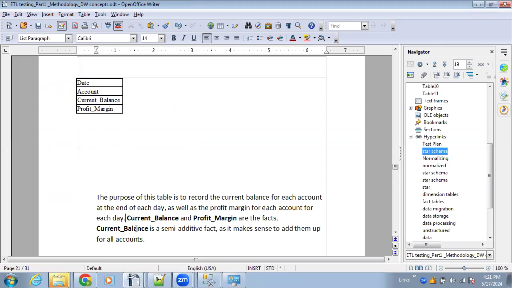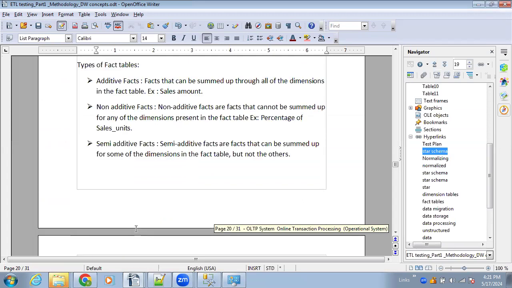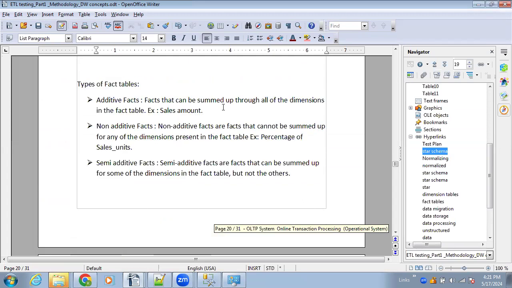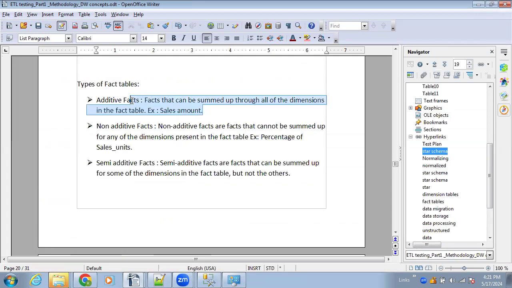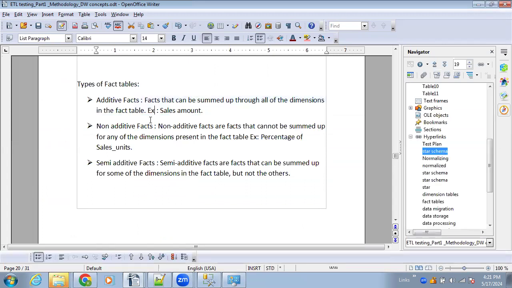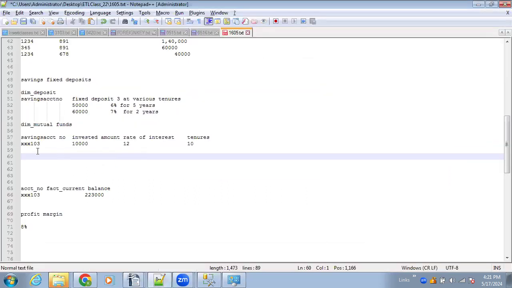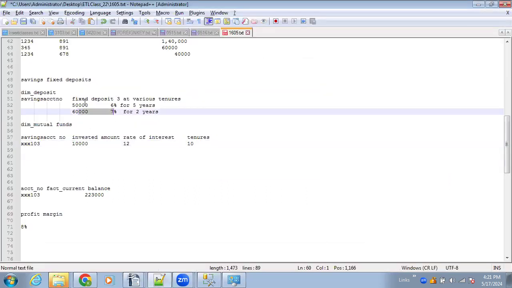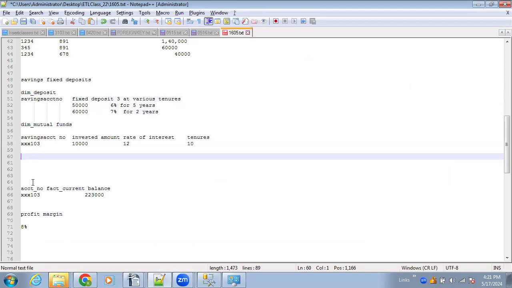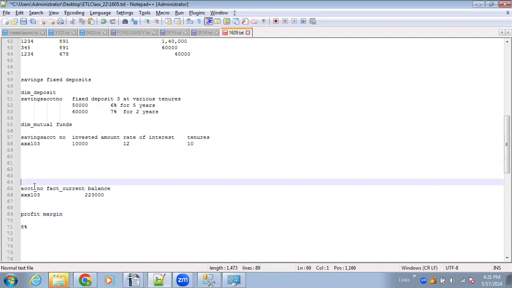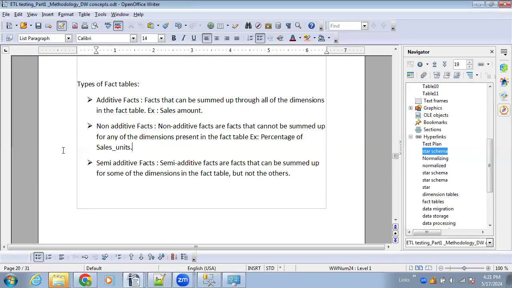Additive facts are facts that can be summed up through all the dimensions in the fact table. So we are actually using all these dimensions to calculate this fact table. One is your current balance and another is your profit margin. That is nothing but your additive fact. Non-additive facts are the facts that cannot be summed up for any of the dimensions present in the fact table.